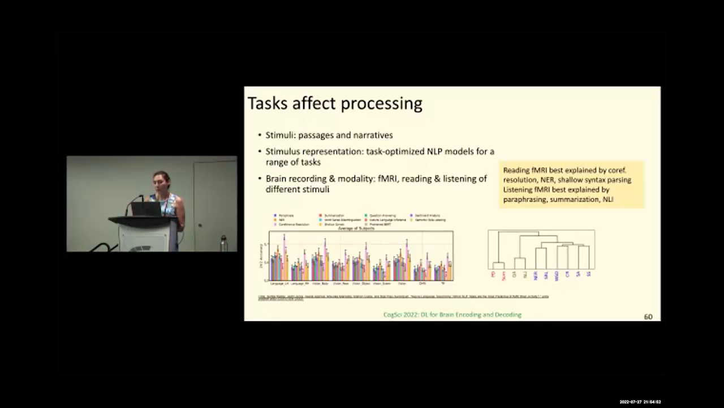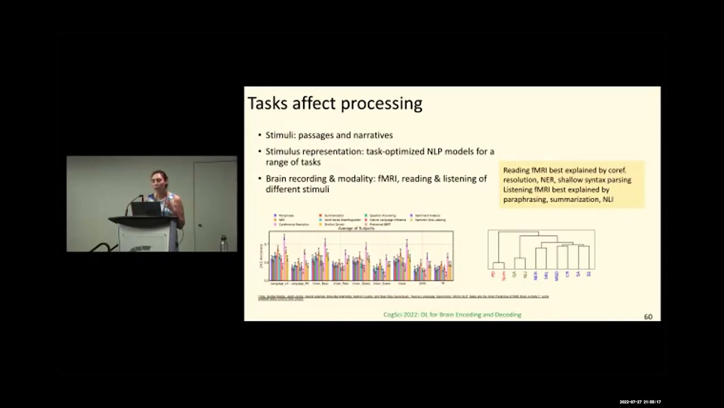They also looked at reading versus listening, and they found that the reading fMRI is best explained by a few tasks, so coreference resolution, named entity recognition, and some shallow syntax parsing, whereas the listening fMRI was best explained by a different set of tasks, so paraphrasing, summarization, and natural language inference.